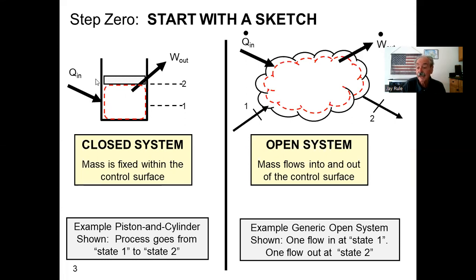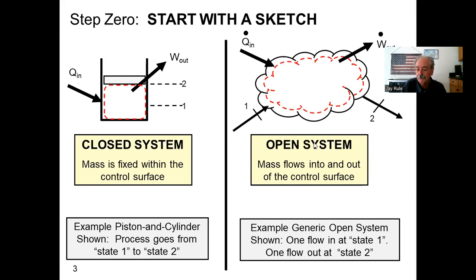Remember that a closed system can be a rigid container. And so, of course, you could see how this piston and cylinder could become a rigid container if you pin down the piston. All right. So mass is fixed within the control surface, and there's the example. And so recognize here in my little start with a sketch, I've depicted state one where the piston is down here, and I've depicted state two where the piston is up there, just to give you an example of sketches that we draw for closed systems.